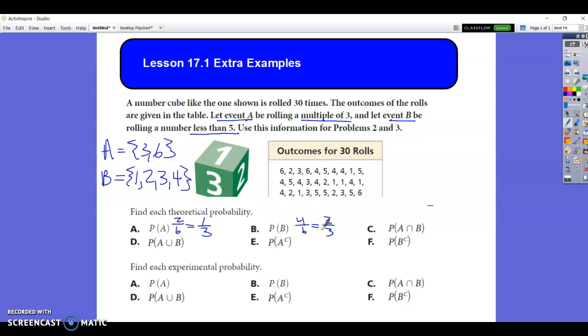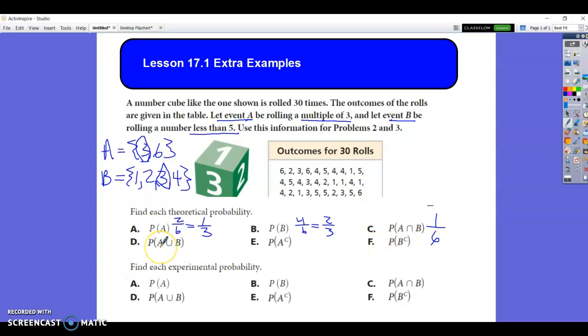All right, the probability of A intersection B. A intersection B means what they have in common, where they intersect. So we've got 3 and 3. So that's going to be 1/6. Even though we don't have a Venn diagram, we can still see where they overlap.